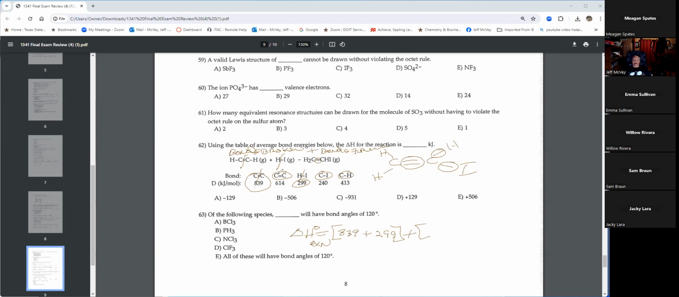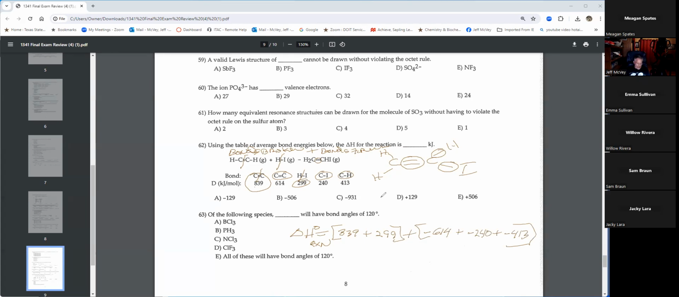And what am I forming? Carbon-carbon double bond. That releases energy. That's why it's a negative 614. I'm making a carbon iodide bond. That'll be a minus 240. Plus another, I'm making a carbon hydrogen bond. That'll be a minus 413. Can you see anything else I broke or made? I think we're good. Nope.